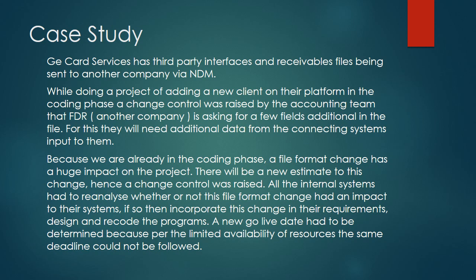So there will be a new estimate for this change, because the change control is raised. We will have to do an estimate analysis as to how much work will be needed to incorporate this change. All the internal systems had to reanalyze whether or not this file format change had an impact on them. If so, then incorporate this change in their requirements, design, and recode the programs. And because of the amount of rework and the limited resource availability, we had to impact the schedule. So if the schedule is impacted, then the go live date is changing. A new go live date had to be determined because of the limited resource availability, and the same deadline could not be followed.